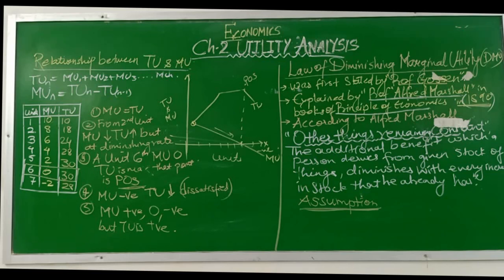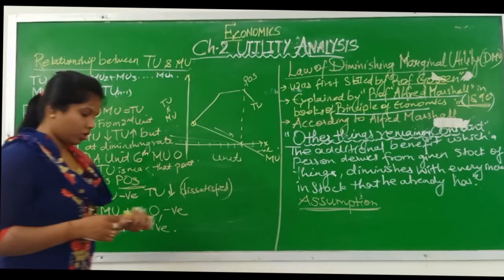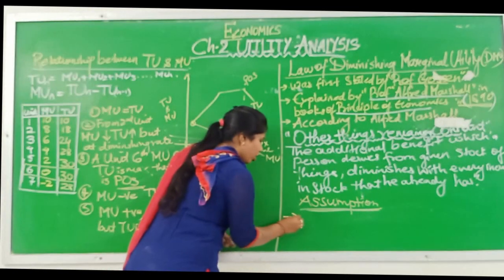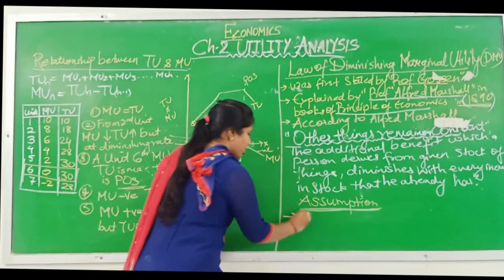The law should be stated as the economist has already stated it. You cannot change the words of the law. But in simple words, you can explain it in your own words. Let us discuss the assumptions of the law. The very first assumption is rationality.